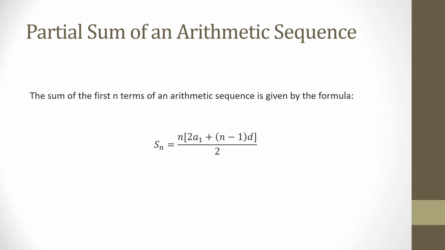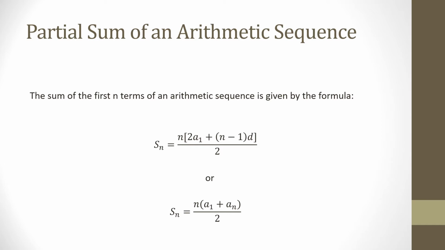S of n is equal to n quantity 2a sub 1 plus n minus 1 times d all over 2. Okay? Kapag given ang a sub 1 natin, tapos given ang terms, and then given ang common difference, ito yung formula na gagamitin mo. Pero kapag ganito naman, ang binigay is a sub 1, number of terms, and then the nth term, pero walang binigay na common difference, ito yung gagamitin mo. Okay? Ganun lang. So, tandaan nyo lang yung dalawang formula na yan.